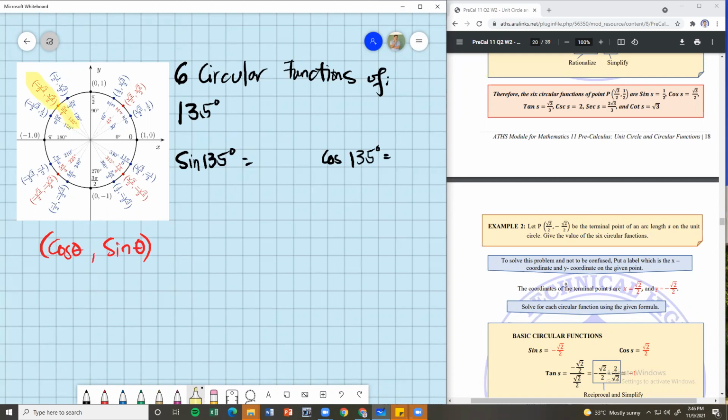Okay, so our focus is the coordinates. For the sine of 135, that is the y coordinate. So we have here the square root of 2 over 2. Easy. Next, for our cosine 135 degrees, that is the other one. That is negative square root of 2 over 2. And you're done with your sine and your cosine. That's the first step to do.